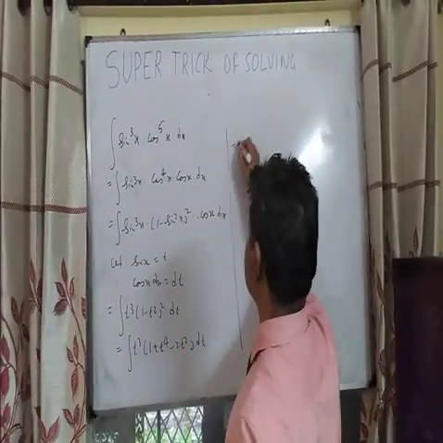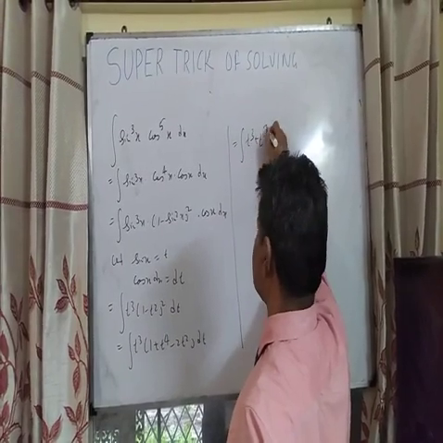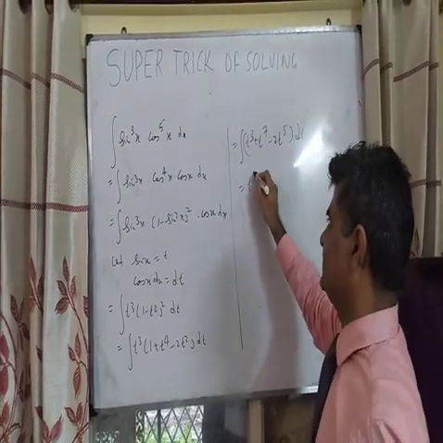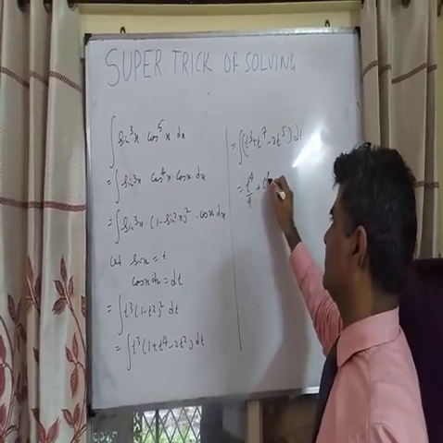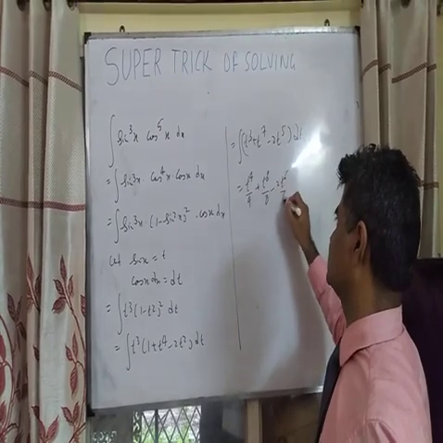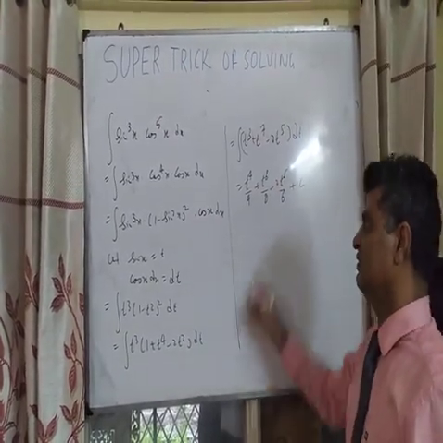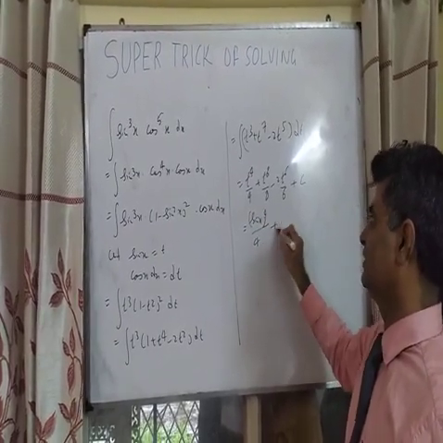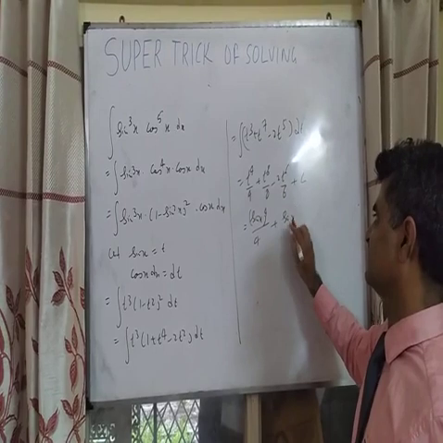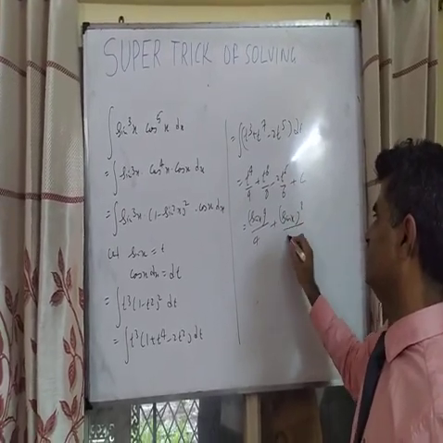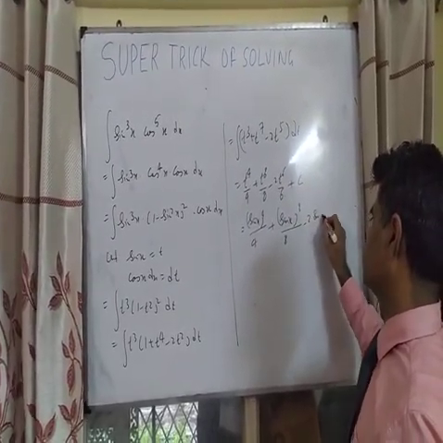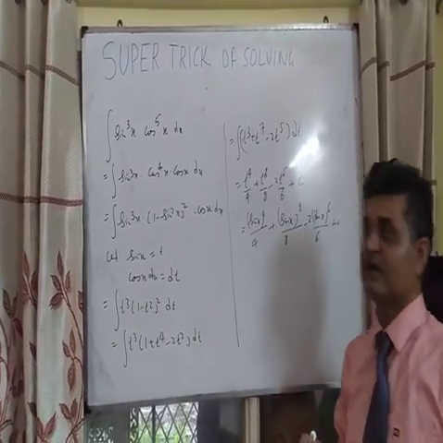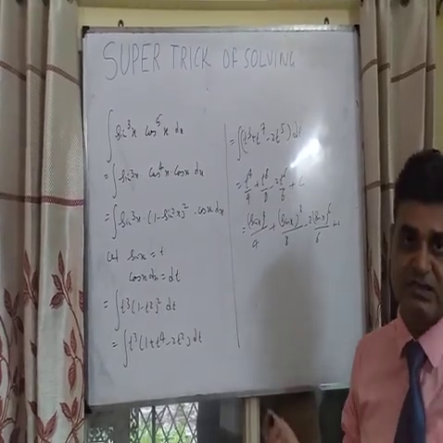So t cube plus t to the power 7 minus 2t to the power 5 dt. So you can see t to the power 4 upon 4 plus t to the power 8 upon 8 minus 2t to the power 6 upon 6 plus constant. Now put the value of t here: sin x to the power 4 upon 4 plus sin x to the power 8 upon 8 minus twice sin x to the power 6 upon 6 plus c. So you can see how we are finding the solution very easily using this super trick.